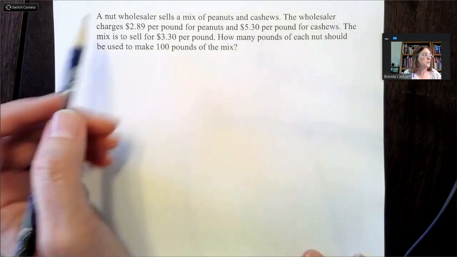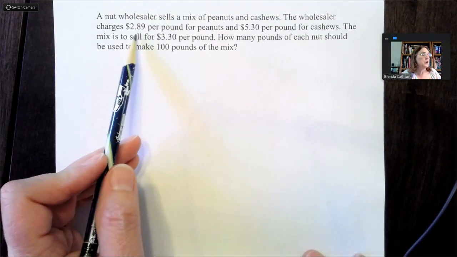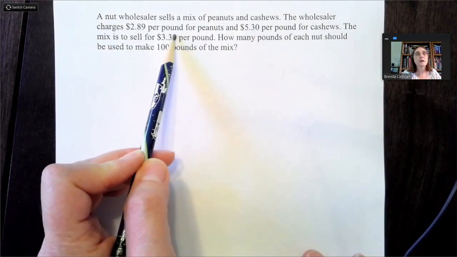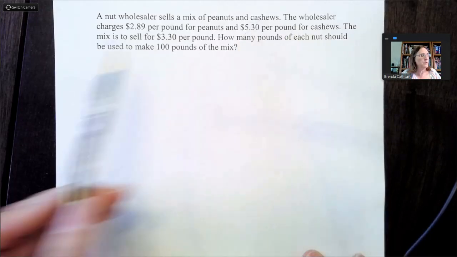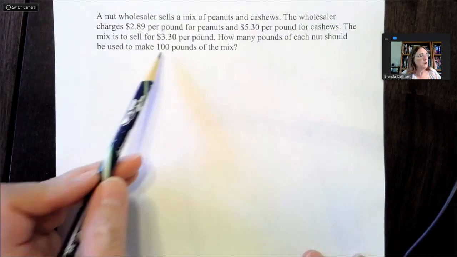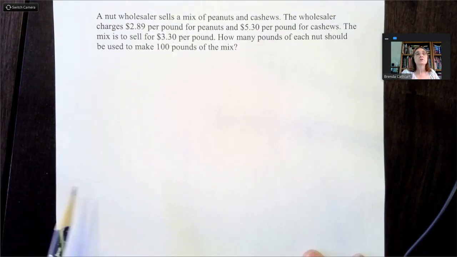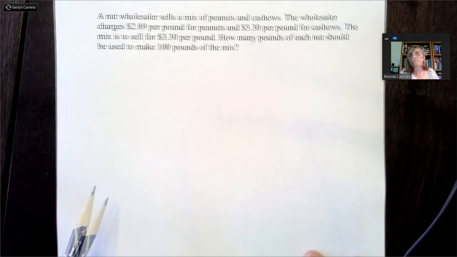Here we have a nut wholesaler who sells a mix of peanuts and cashews. The wholesaler charges $2.89 per pound for peanuts and $5.30 per pound for cashews. And the mix itself is to sell for $3.30 per pound. So how many pounds of each nut should be used to make 100 pounds of the mix?